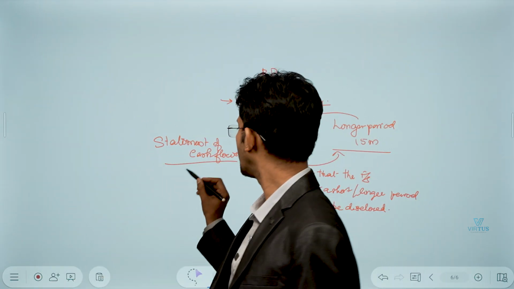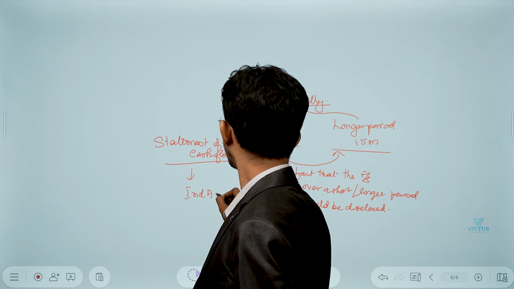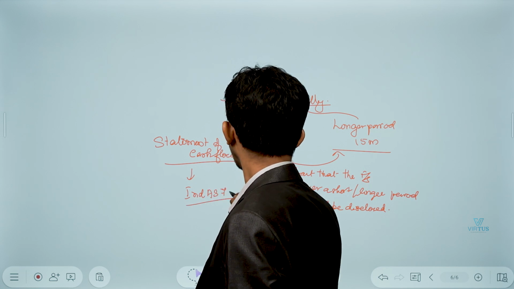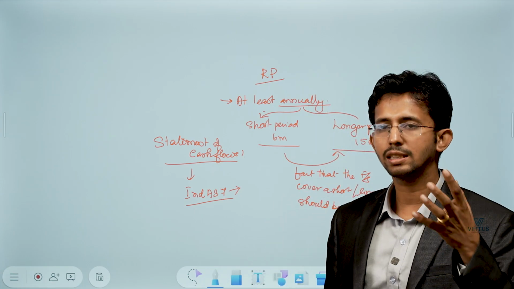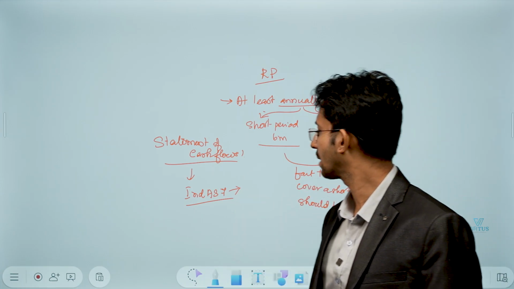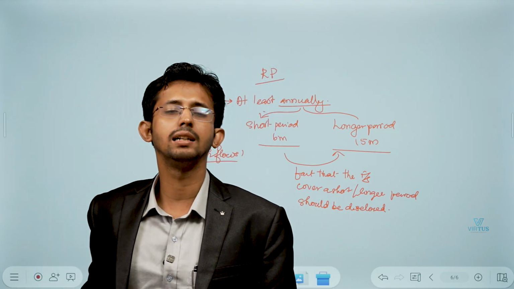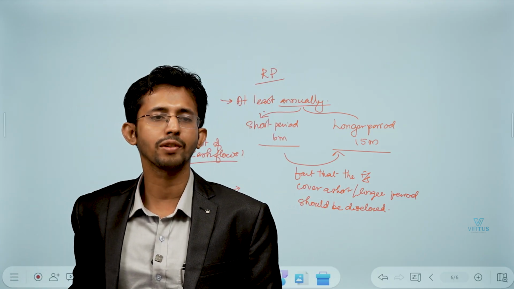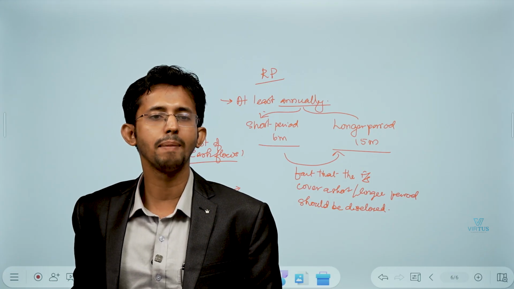IND AS 1 says that the statement of cash flows has to be presented in accordance with IND AS 7. IND AS 7 is the specific standard on statement of cash flows. So the statement of cash flows has to be presented in accordance with IND AS 7. Okay, so that is what they talk about statement of cash flows. Now they also talk about third balance sheet.